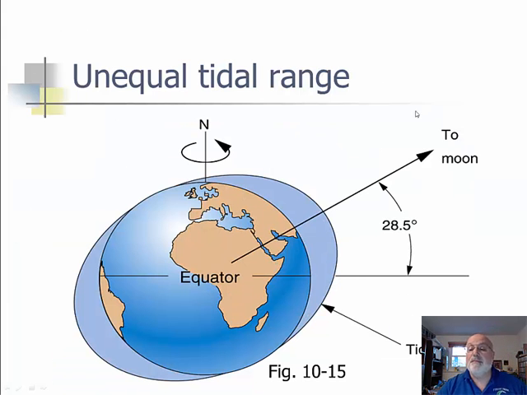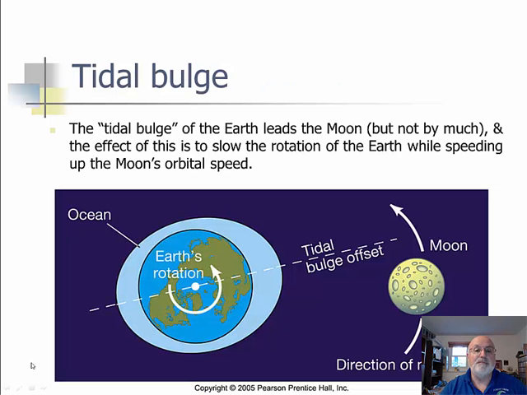Unequal tidal range. The moon, because of this 28.5 degree or 5 degree change, actually moves this 40%. Excuse me, the 60% for the moon. This is the 40% for the sun. Actually moves this thing up and down. And when we actually get this line and this line going, we get an eclipse. And because of that, we get the highest tides about twice a year, or solar eclipse about twice a year.